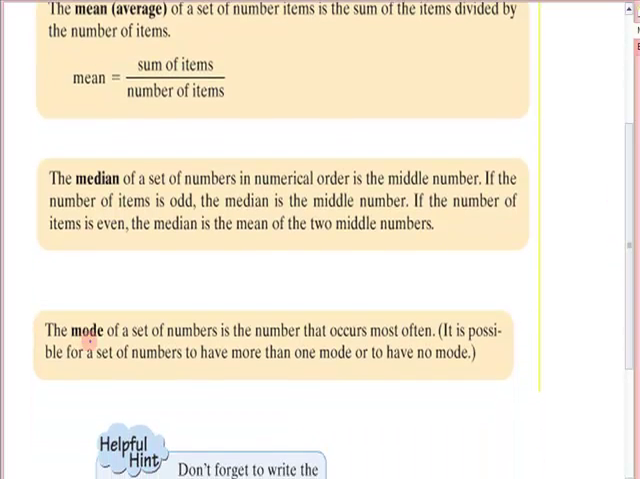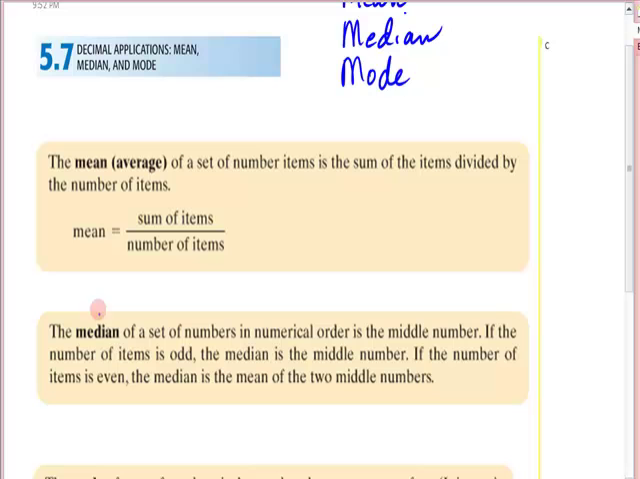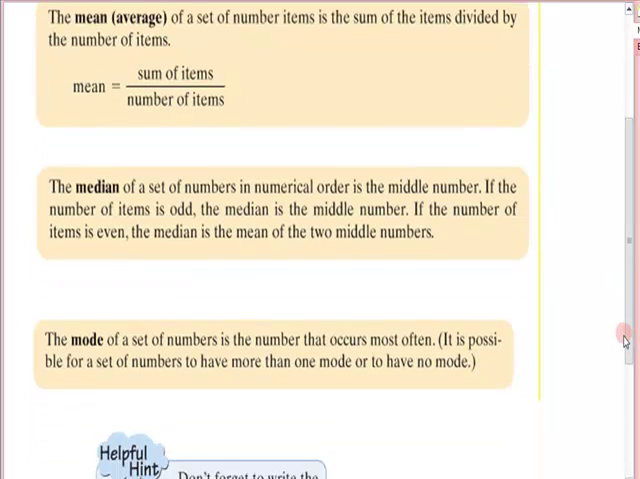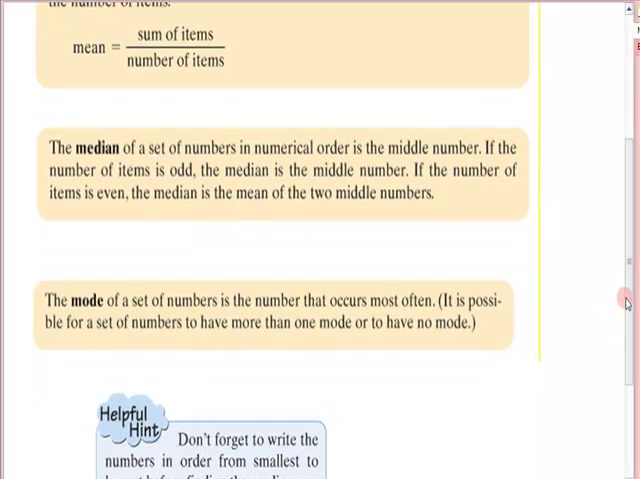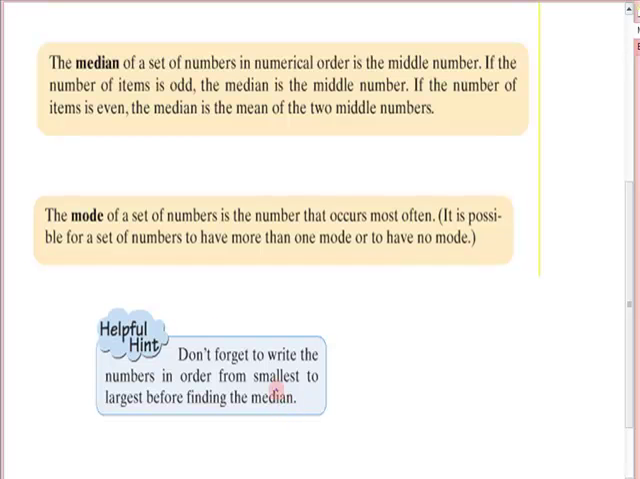And then finally, the mode of the set of numbers is a number that occurs most often. It is possible for a set of numbers to have more than one mode or to have no mode at all. So, mean is the average, median, like the median out on the highway, is the middle, and the mode is the most frequent. And then here's a little reminder. Don't forget to write the numbers in order from smallest to largest before finding the median, because the middle is the middle of an ordered set of numbers.